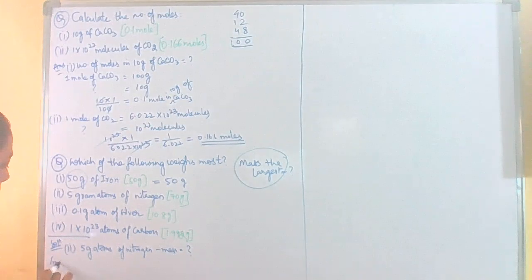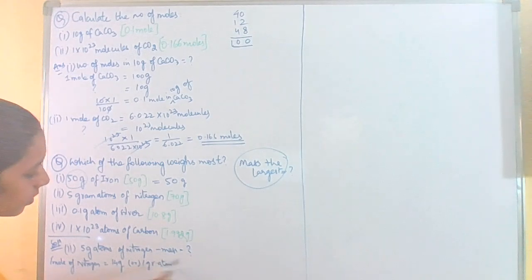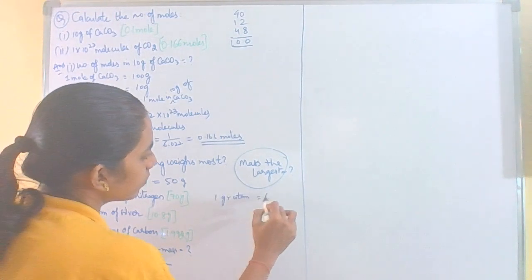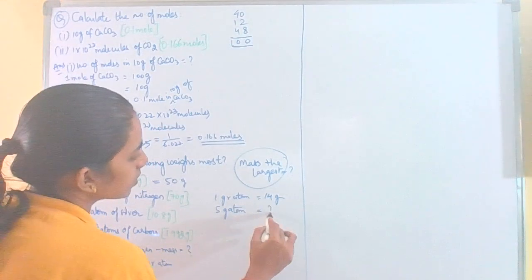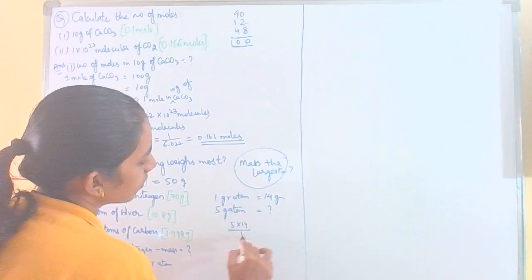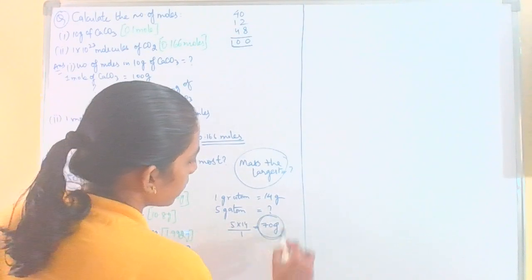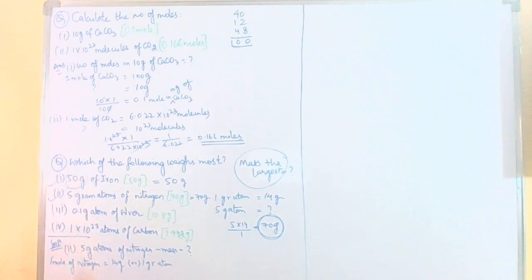1 mole of nitrogen atom is equal to 14 grams. This is also equal to 1 gram atom. So 1 gram atom of nitrogen is equal to 14 grams. Then 5 gram atoms is equal to how much? 5 into 14 by 1, which is equal to 70 grams. This is our second. First one and second one we have completed.